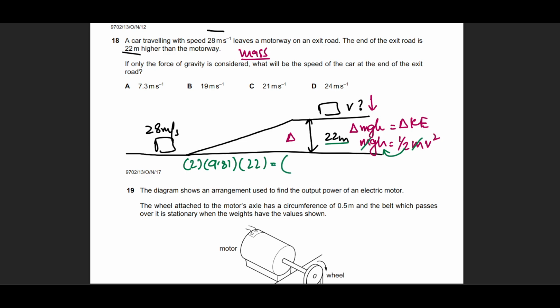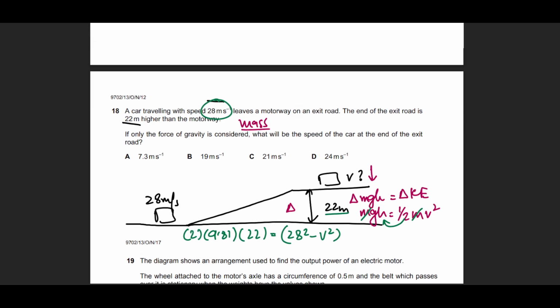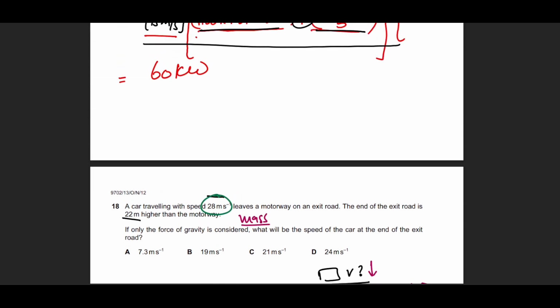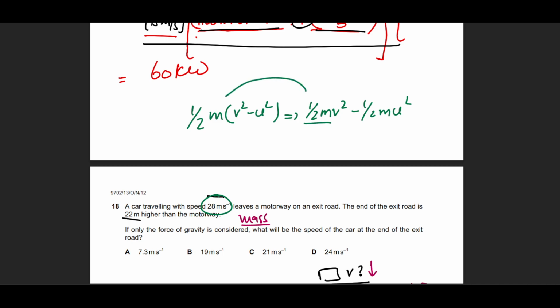So I know that the final speed is going to be less than the initial speed, than 28. So I'm going to write down 28 square minus v square. Now, if this is confusing, please notice that if there is a change in kinetic energy, what you can do is v square minus u square. If you don't understand this, then look at it this way: final kinetic energy minus initial kinetic energy. So if you take 1 over 2 common over here, you're left with this one, and then this difference of squares. For God's sake, please don't do it this way.